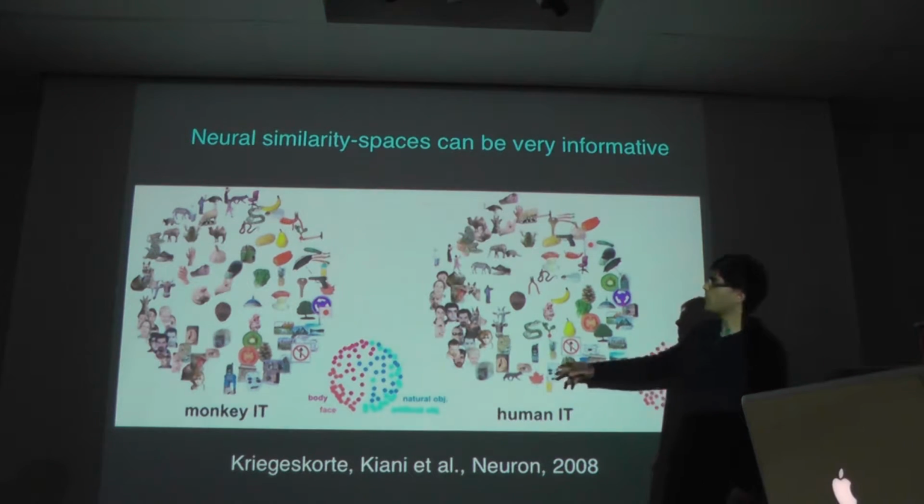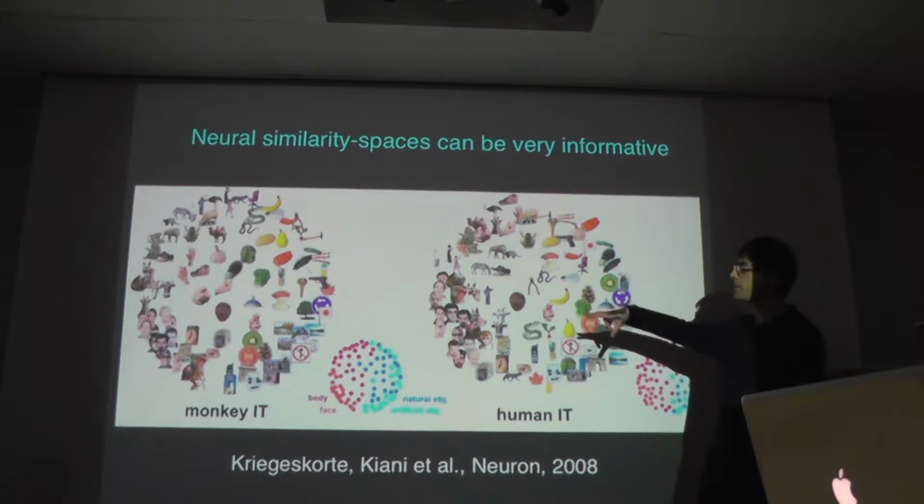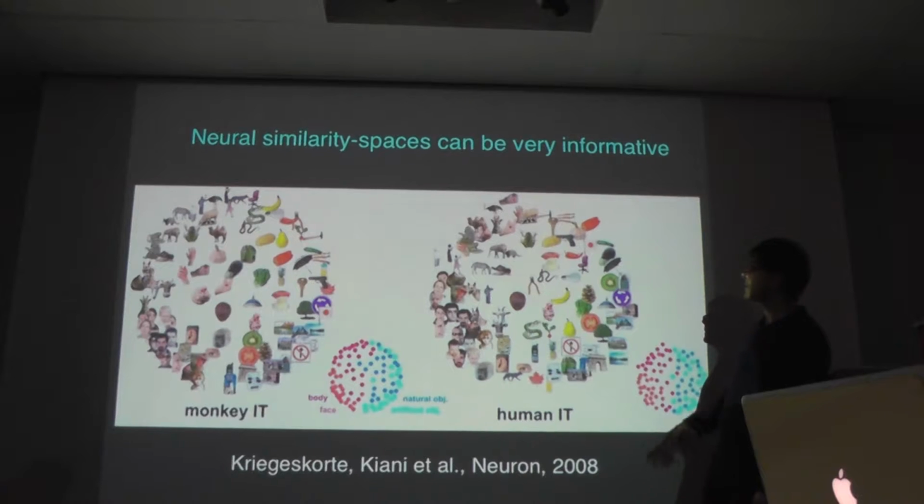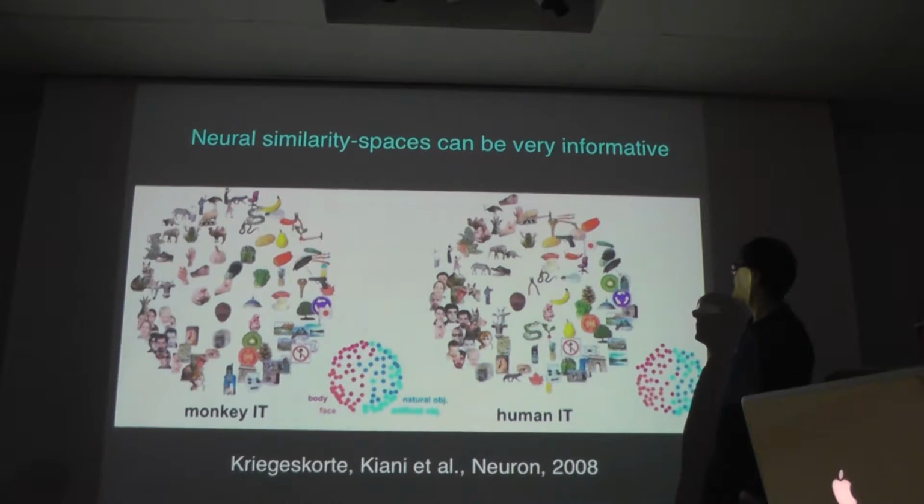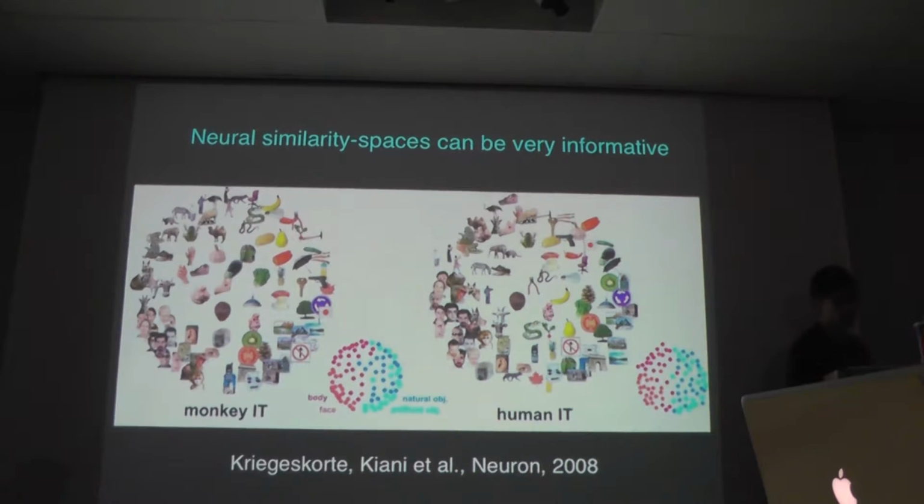Can you guys more or less see what the pictures are? You might not be able to see all of them, but can you see that there are pictures of stuff? Yeah. Okay. So this is actually 96 different visual objects. Let me tell you a little bit about what this image shows.